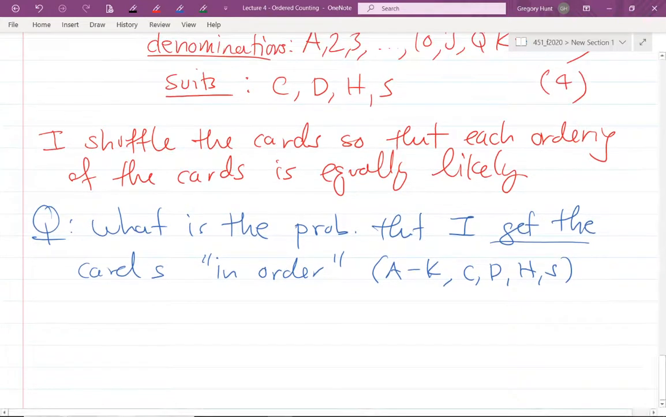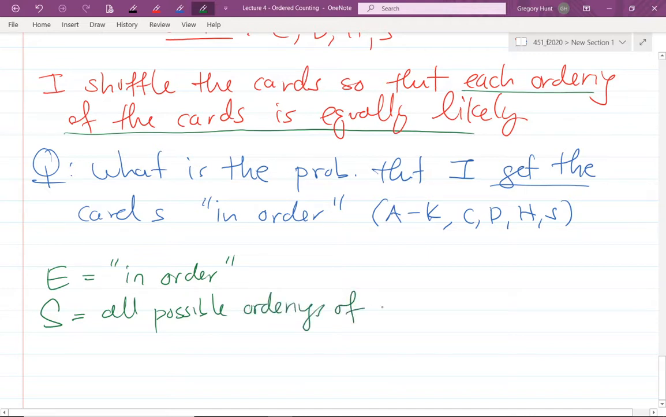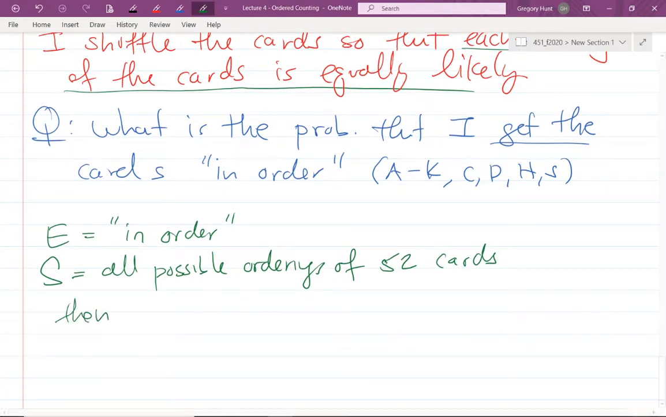So if I assume, which I've kind of told you in the problem, that each ordering of the cards is equally likely, then if I want to calculate the probability, I could let E be the event that I get the cards in order, and I could let my sample space be all possible orderings of the 52 cards. And if the elements of S are all equally likely, then the probability of my event E is just the number of things in E over the number of things in S.